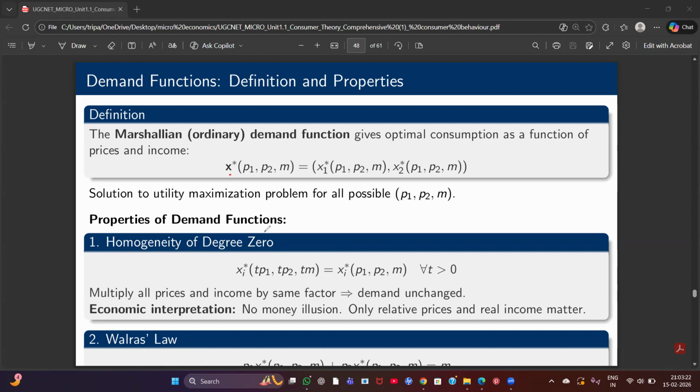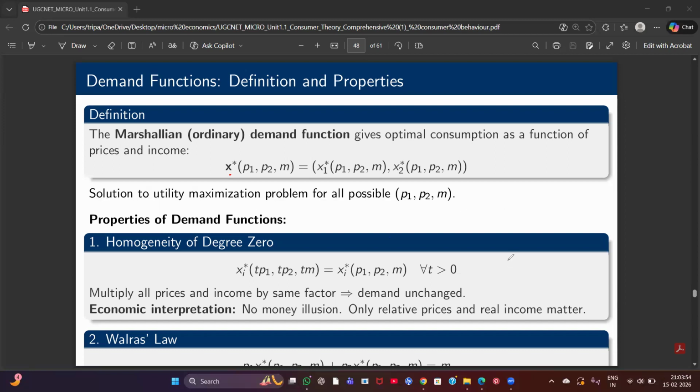Why? Because of the property of the budget line: if the prices of all commodities increase by a given amount and the income also increases by the same amount, then the budget line equation will not change. If the budget line equation is not changing, my budget constraint is also not changing. As long as the budget constraint is not changing, given the individual preferences, the optimal point will not change. That's why we say the Marshallian demand function is homogeneous of degree 0.